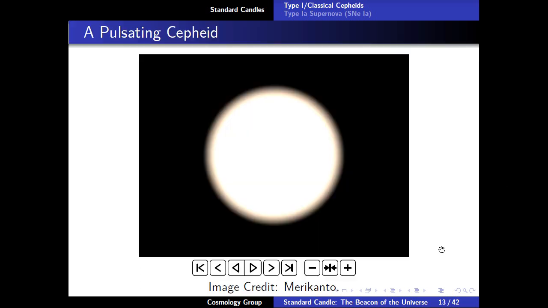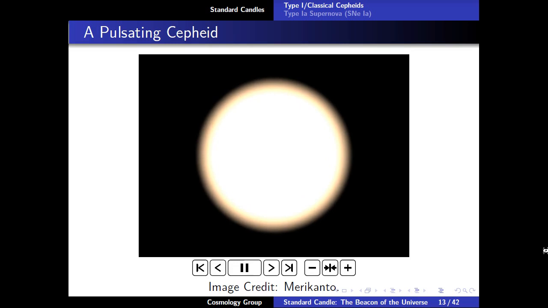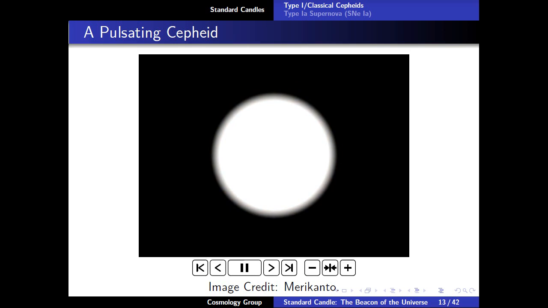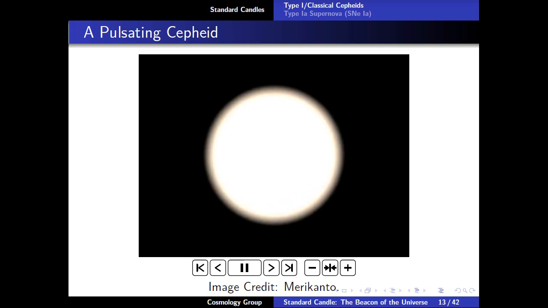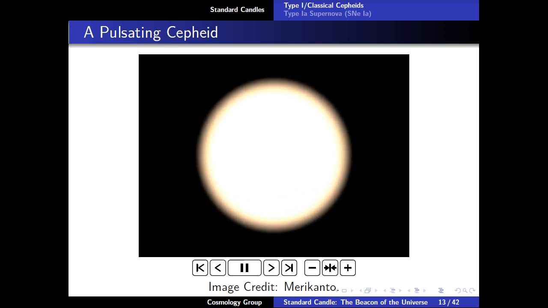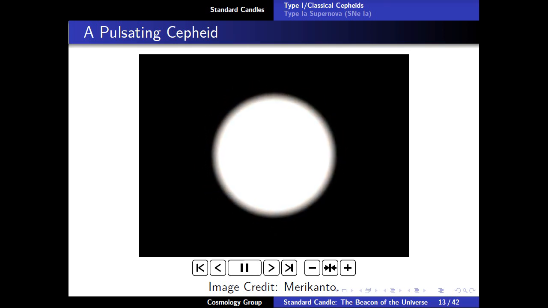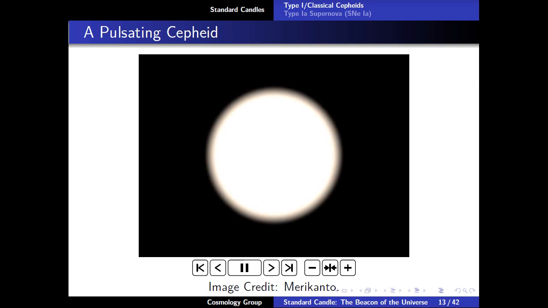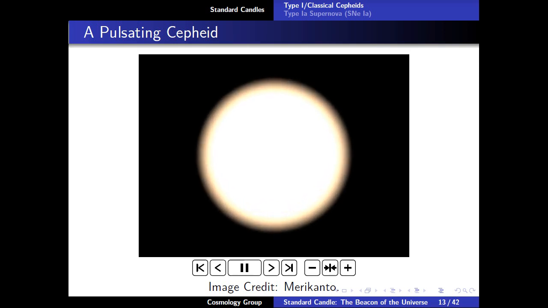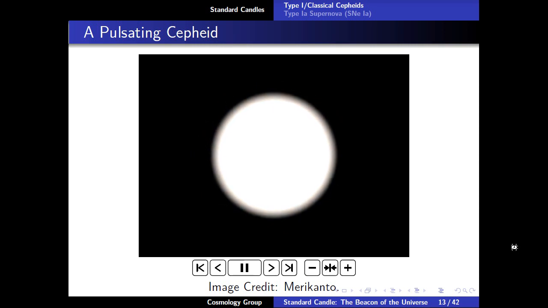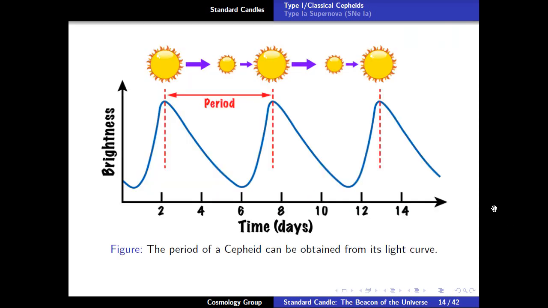And this is basically an animation showing the pulsation of a Cepheid. You can see that the star radially goes in and out, and that means that its layers expand and contract due to a mechanism called the kappa mechanism, and due to this contraction and expansion in a regular manner, there is also a variation in the luminosity as a function of time. So which can be plotted in a graph.